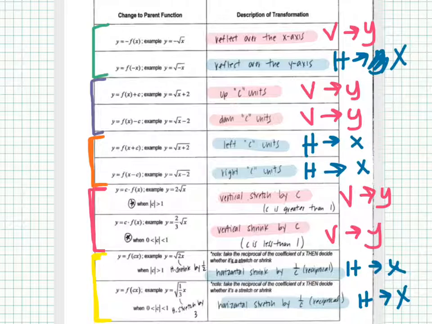So there's just a general overview of all of the transformations. In the next video I'll show you a couple examples on how to graph these and how to identify the functions, and there'll be a video later on too for another example with the transformations.